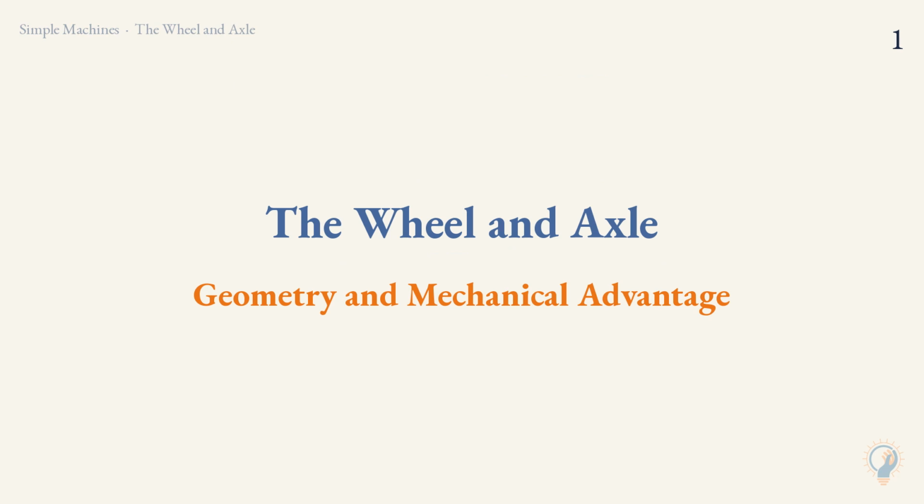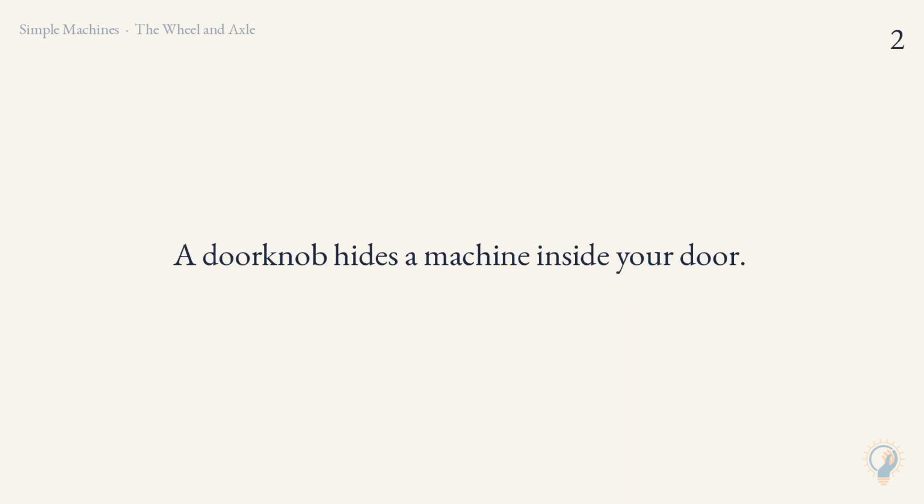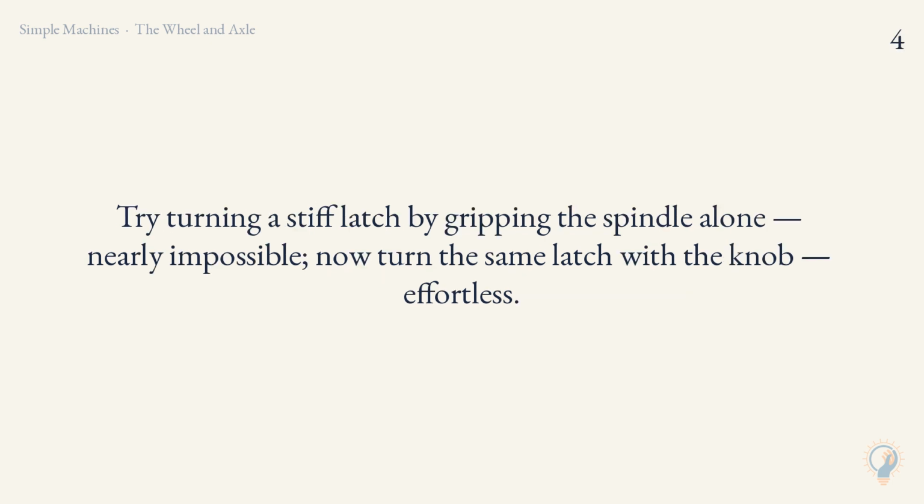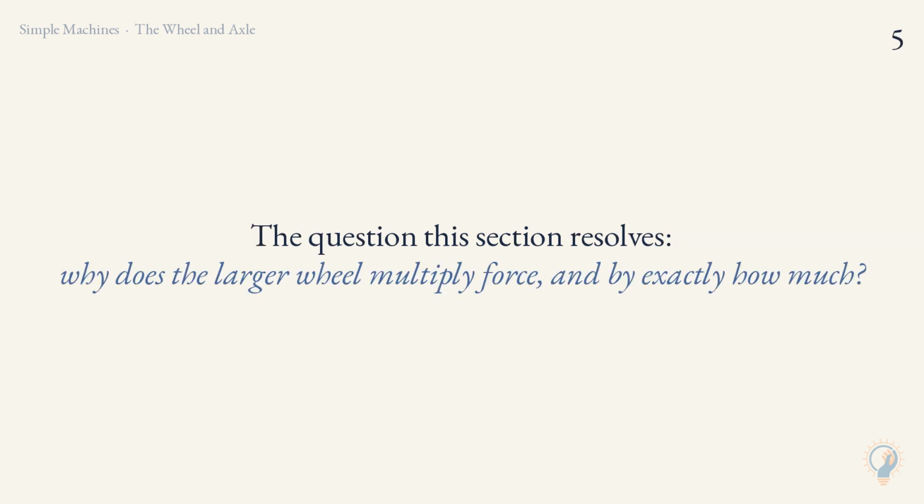Geometry and mechanical advantage. A doorknob hides a machine inside your door. The wide knob is gripped by your fingers. A narrow spindle passes through the door and turns the latch mechanism. Try turning a stiff latch by gripping the spindle alone. Nearly impossible. Now turn the same latch with the knob. Effortless. The question this section resolves: why does the larger wheel multiply force, and by exactly how much?